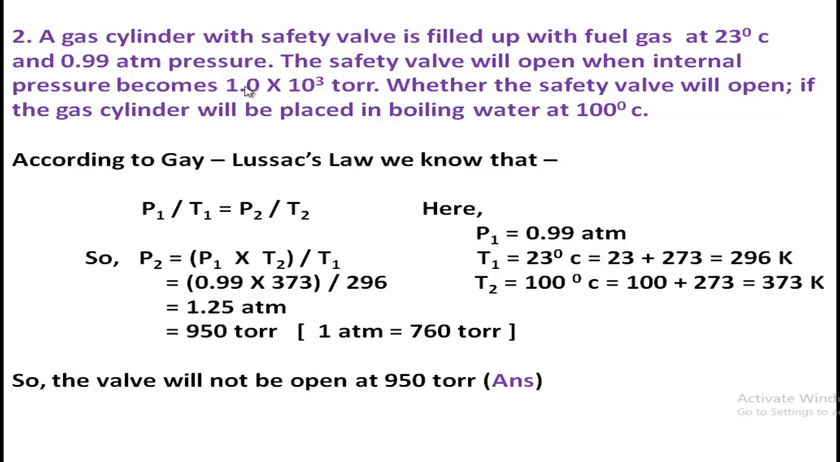And there is a limitation. That means the valve will open when the internal pressure becomes 1000 torr, but at 100 degrees centigrade the pressure becomes only 950 torr. So the valve will not open. If it becomes more than 1000 torr, then it will open. But since the obtained pressure is less than 1000 torr, the valve will not open.